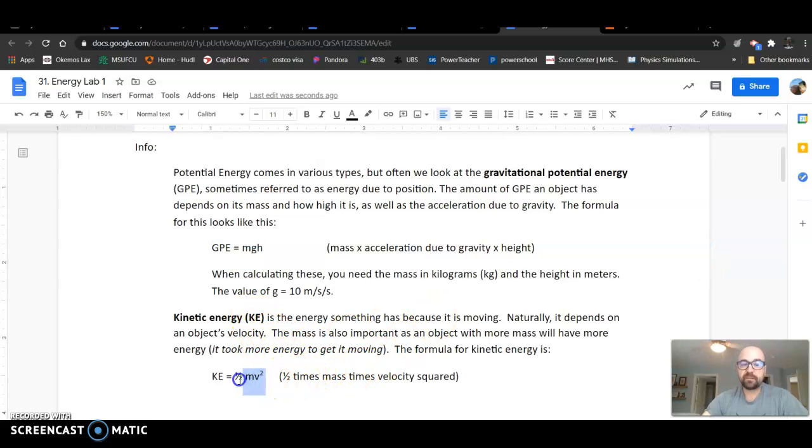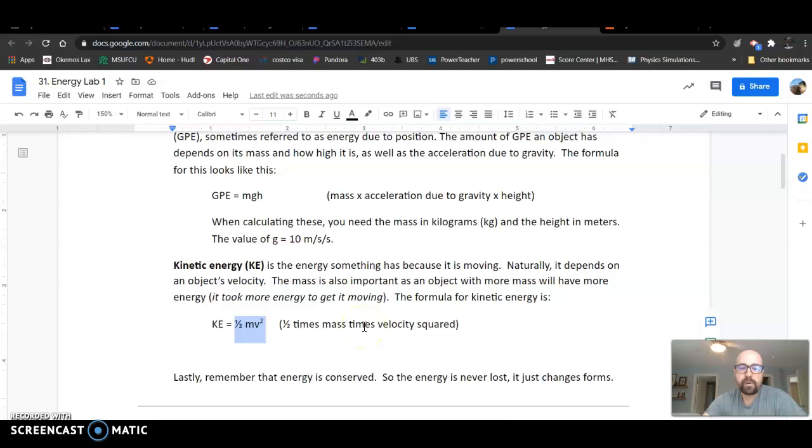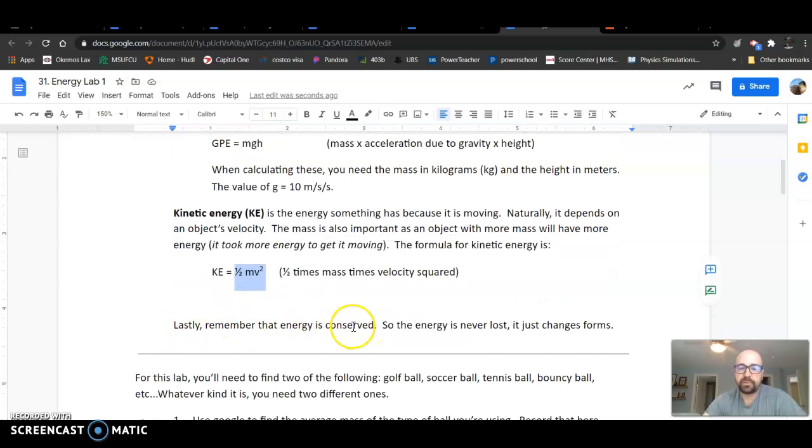The formula for this is 1/2 mass times velocity squared. You don't have to use that formula in this lab today, but just know it for the future. You do have to do something with kinetic energy, but you wouldn't need to use this formula in the lab. And then remember that energy is conserved. It's never lost, it just changes form, when one thing goes to another.